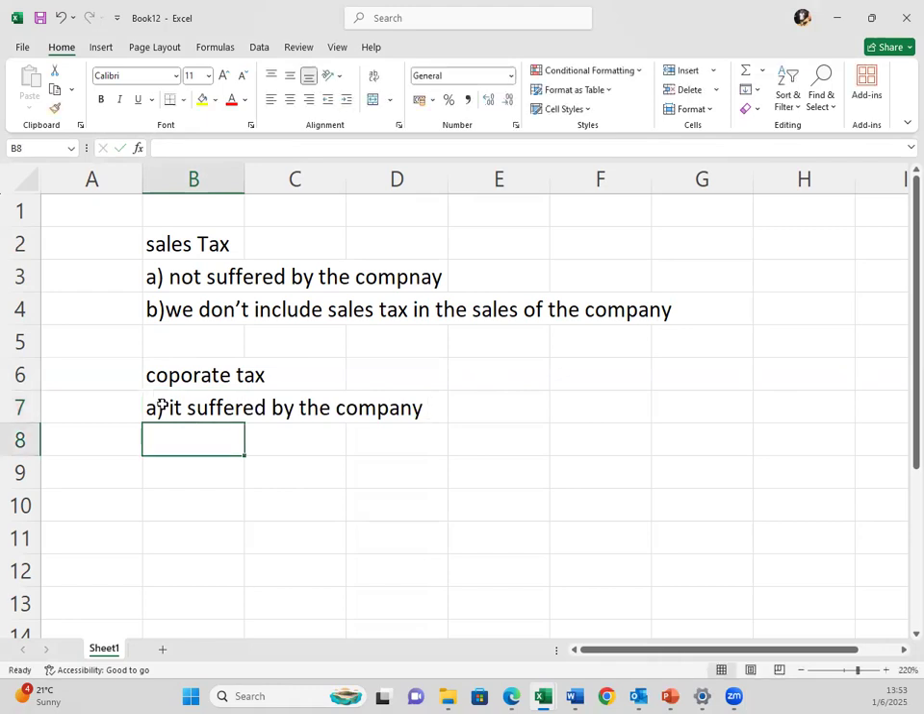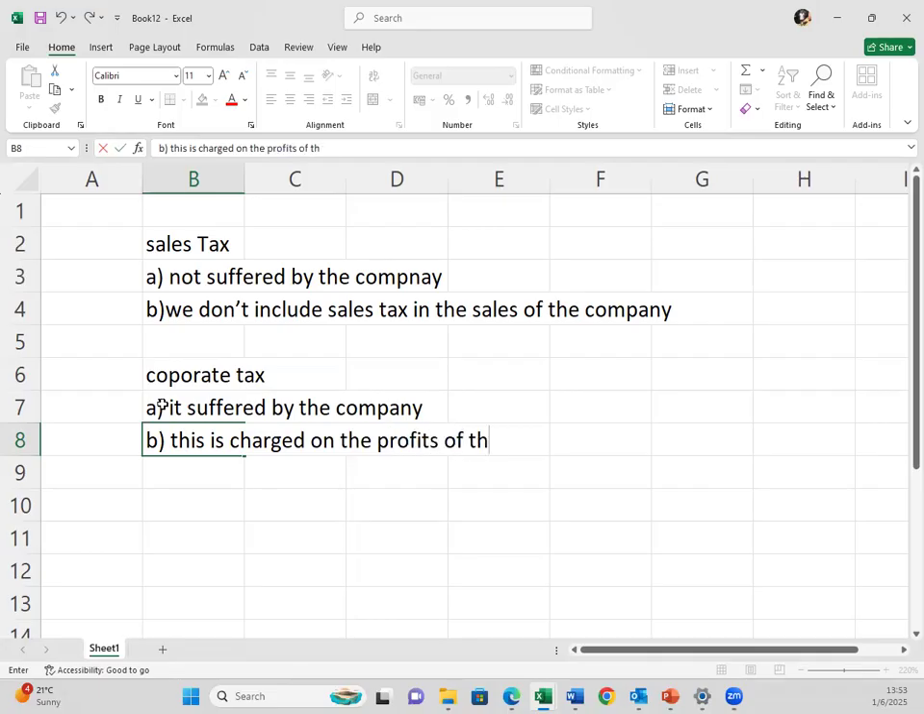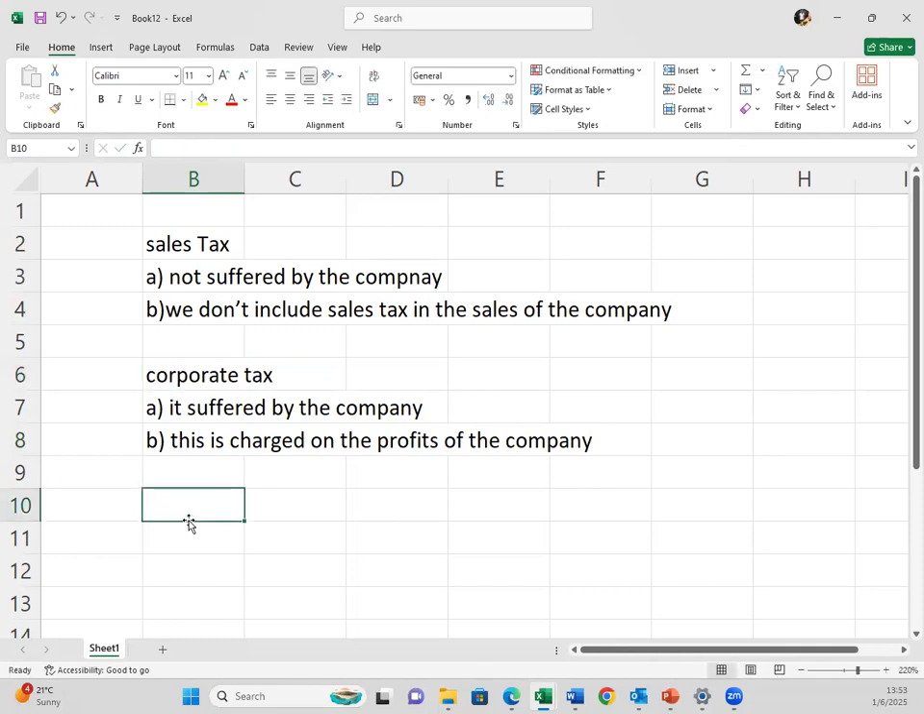In the company's books, this one is recorded as an expense to the business. It is charged on the profits of the company. So we don't include the sales tax as an expense, but the corporate tax.